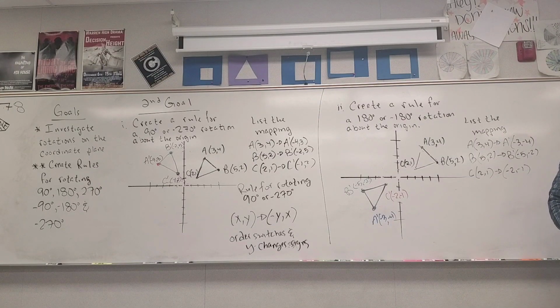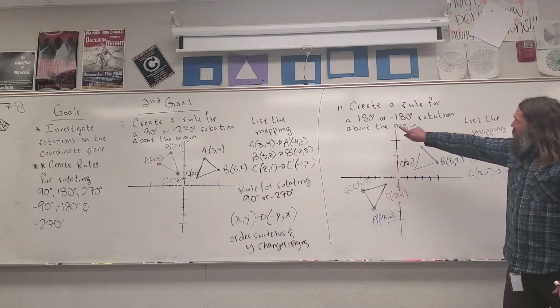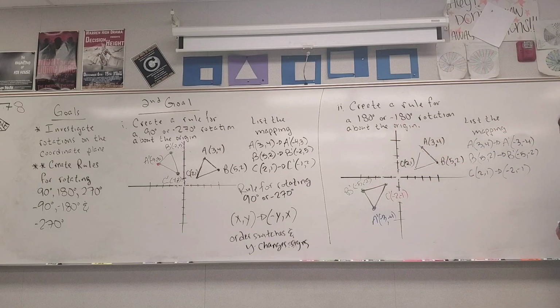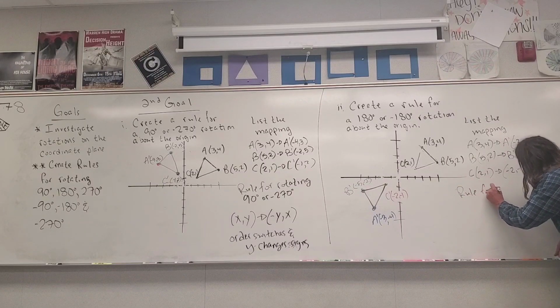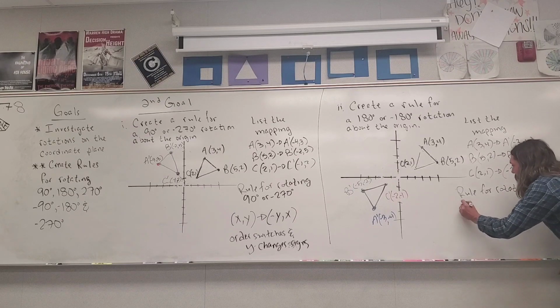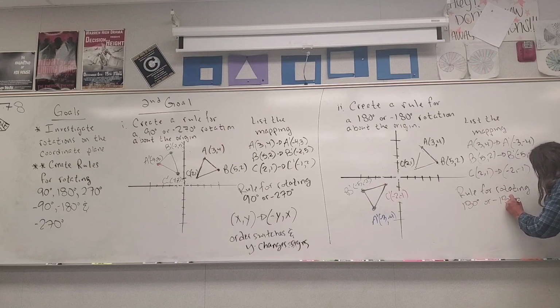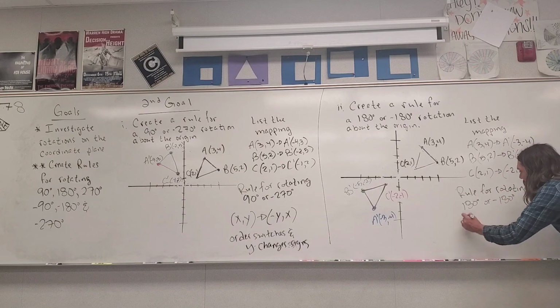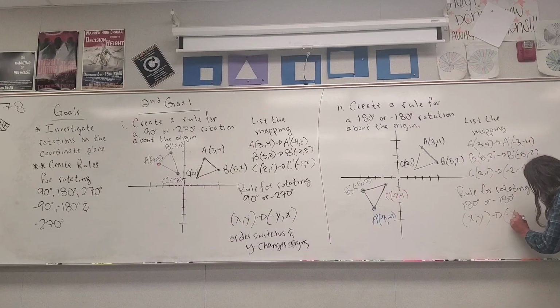So the rule for rotating 2 quadrants counterclockwise or 2 quadrants clockwise, 180 degrees or -180 degrees, rotation about the origin. The rule for rotating 180 degrees or -180 degrees is (x, y) maps to (-x, -y). So we just changed the signs.